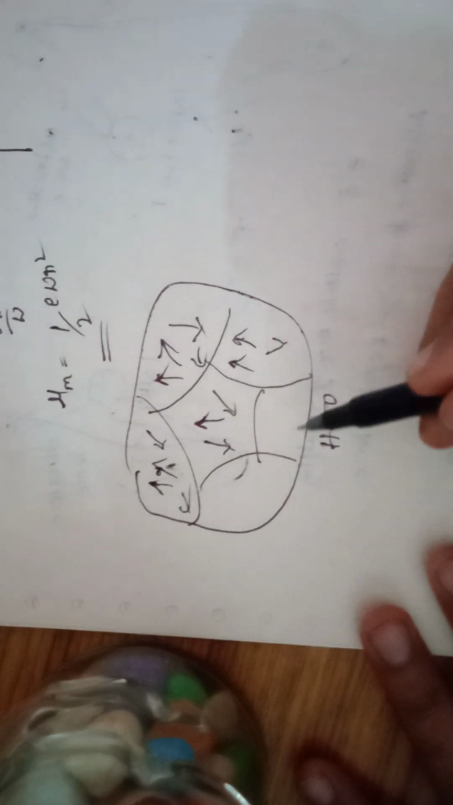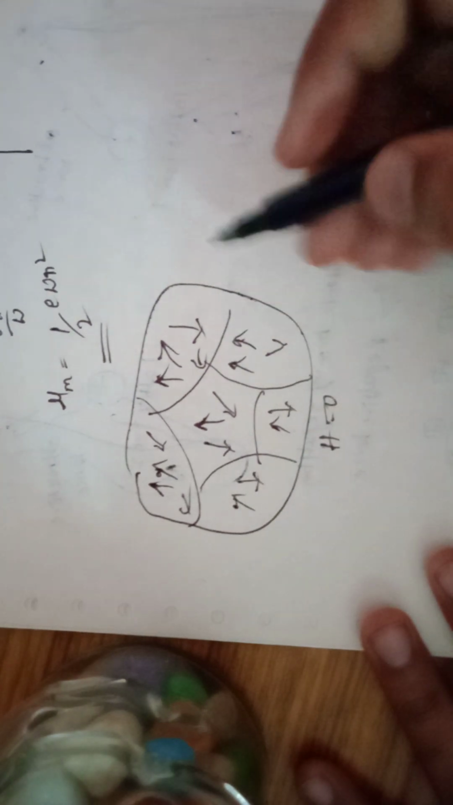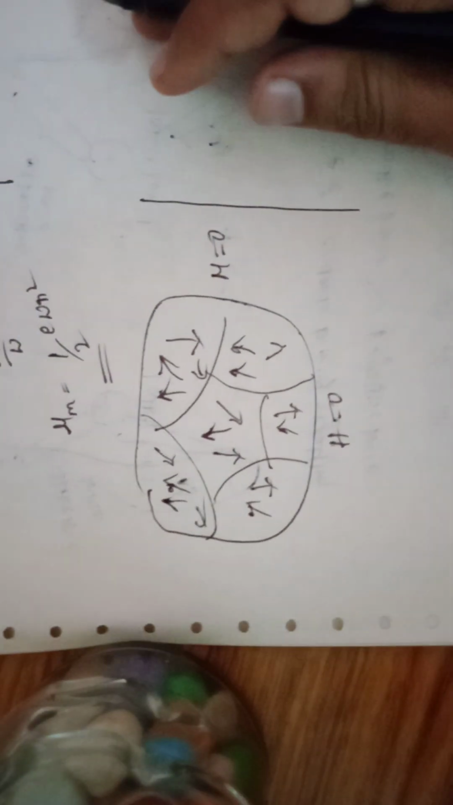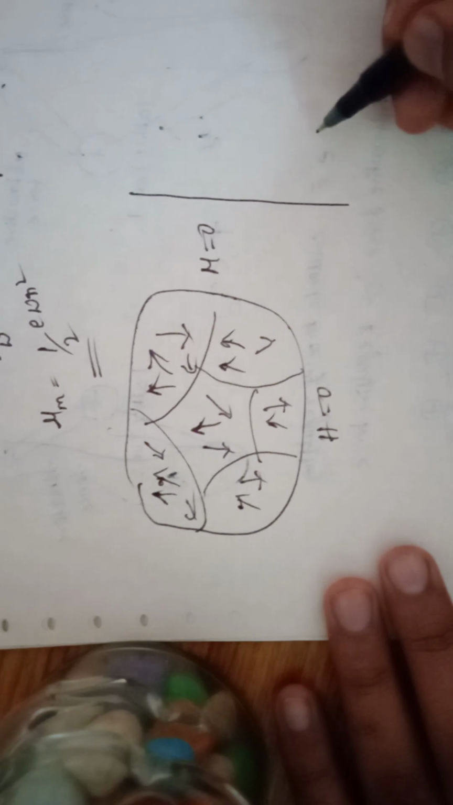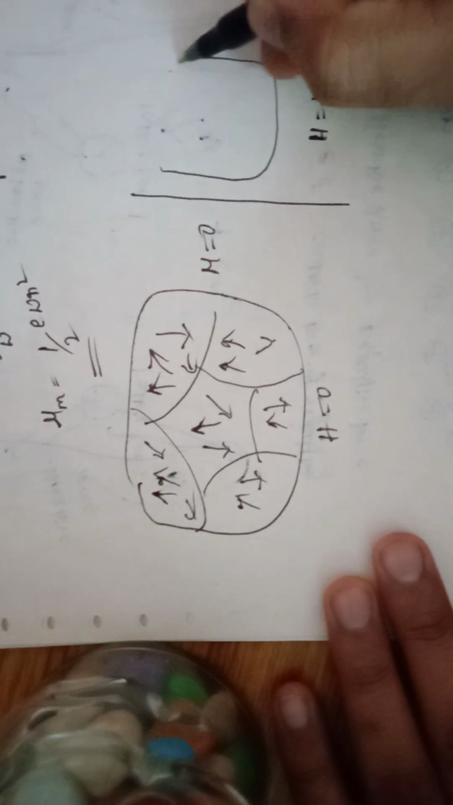When the applied field strength is 0, in the absence of an electric or magnetic field, the magnetic moments are randomly oriented. The net magnetization is of course 0. But when you apply a magnetic field, the applied field strength is some positive value. What happens within this domain?